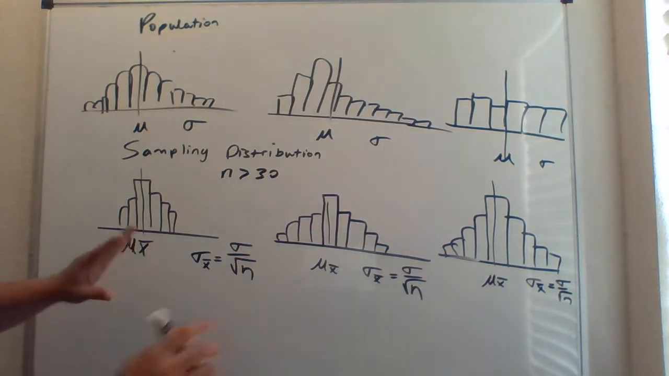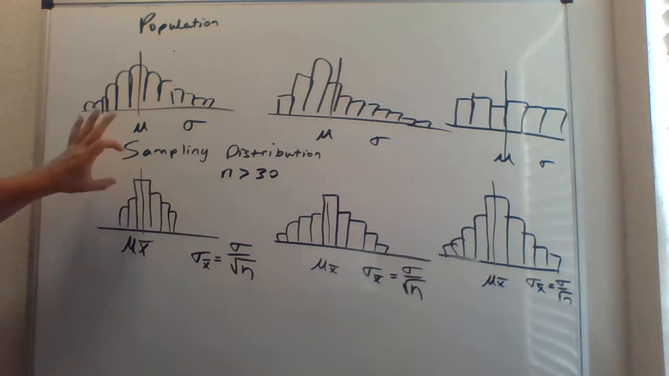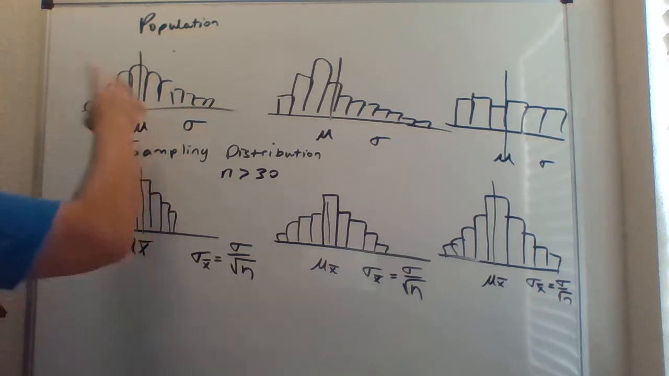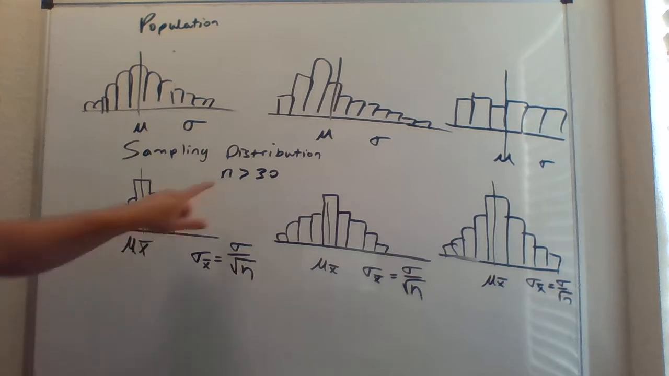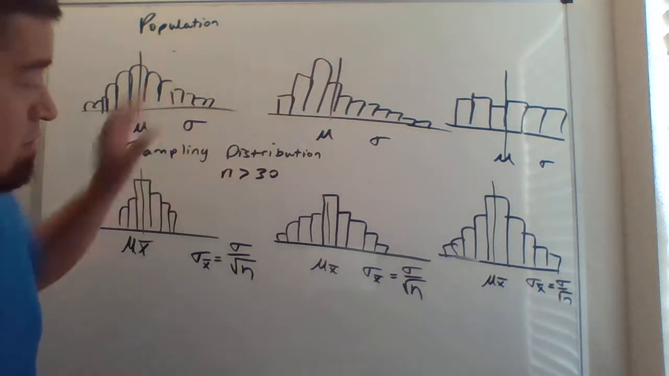So what we gather from this is that it doesn't matter what the original population shape is. According to the central limit theorem, if the sample size is greater than 30, the distribution of the sample means will tend to center on the mean of the population. So the mean of the sample means will be the population mean, as long as n is greater than 30, regardless of the shape of the original population.